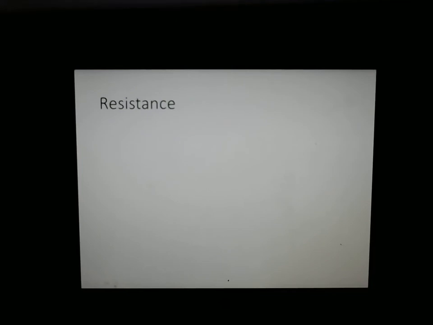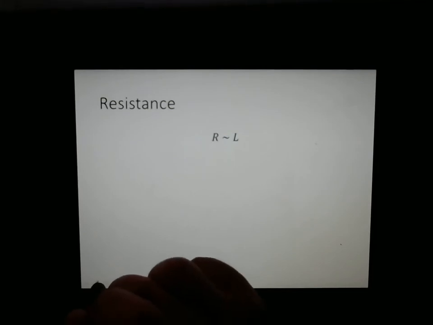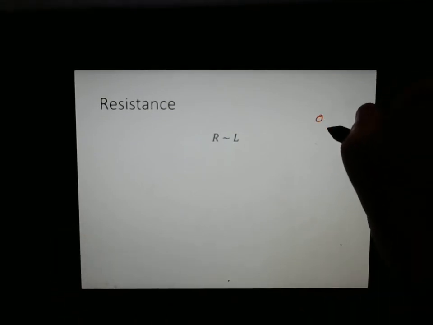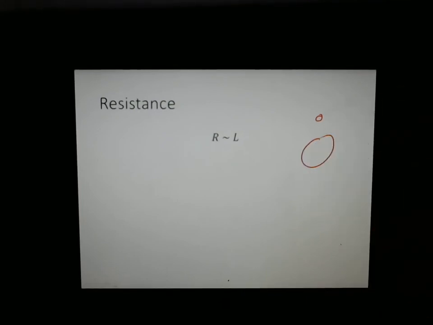Now, the first bit is straightforward. It's length. If the length of a piece of wire increases, the resistance increases. So they are proportional to each other. The second one is cross-sectional area, or how thick the wire is. And what I mean by that is comparing, say, a wire of this thickness to a wire of this thickness.